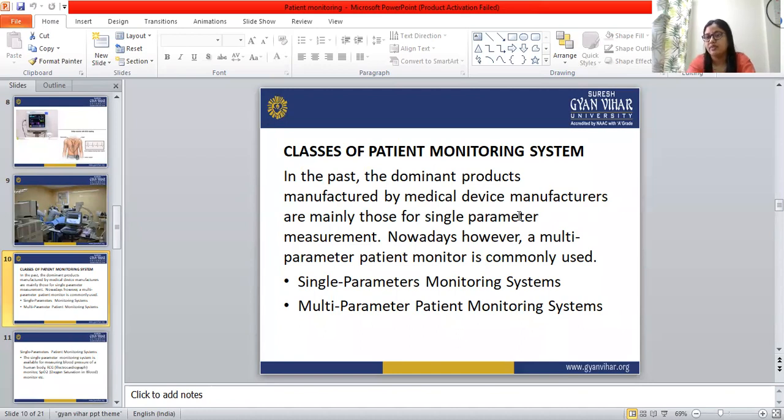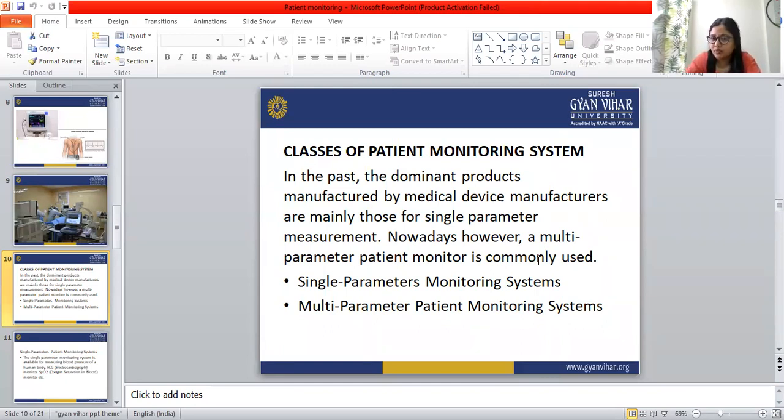Different physiological signs we can monitor through that machine. So in the past, the dominant products manufactured by medical device manufacturers are mainly those for a single parameter measurement. Nowadays, however, a multi-parameter patient monitor is commonly used. Nowadays, we are using a multi-parameter patient monitoring system in hospitals and all.